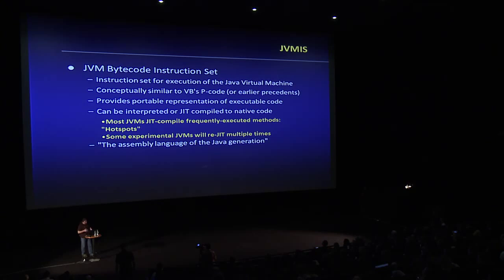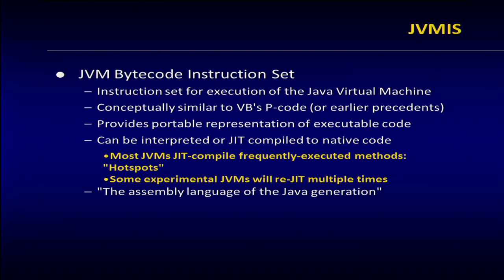So if you're writing C++ on top of Windows, you want to understand x86 assembly code. You want to know what the compiler is turning everything into. If you're writing Java or Scala or Groovy or anything else that runs on top of the JVM, you want to understand one level below that. In this particular case, this is known as the JVM bytecode instruction set. Sometimes it's just referred to as bytecode. Sometimes it's called Java bytecode.